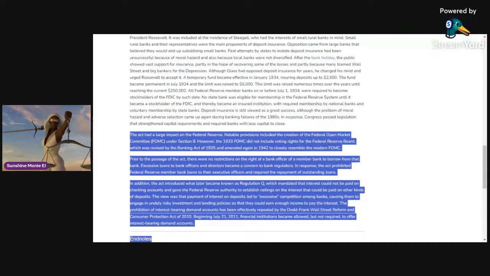In addition, the act introduced what later became known as Regulation Q, which mandated that interest could not be paid on checking accounts and gave the Federal Reserve authority to establish ceilings on the interest that could be paid on other kinds of deposits. The view was that the payment of interest on deposits led to excessive competition among banks, causing them to engage in unduly risky investment and lending policies so that they could earn enough income to pay the interest.